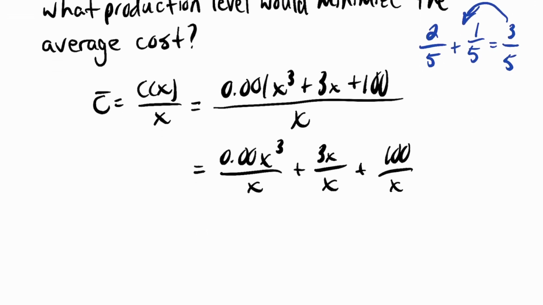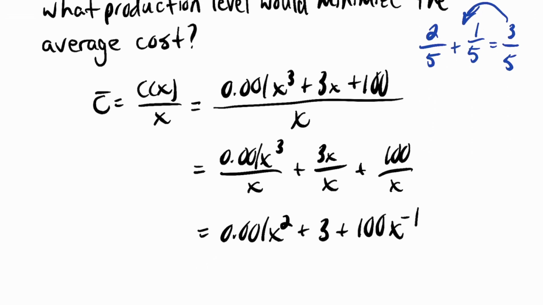Now for the first two terms, we're just going to reduce this. So, oh, I forgot the 1. 0.001x cubed over x becomes 0.001x squared, plus, now 3x over x, of course, becomes 3, plus, and the 100 over x, I'm going to rewrite that with a negative exponent as 100x to the negative 1 power. Okay, so now I have a relatively simple, not polynomial function. It still really is a rational function because of that negative exponent, but at least I've written it without a fraction. That will let me avoid the quotient rule.